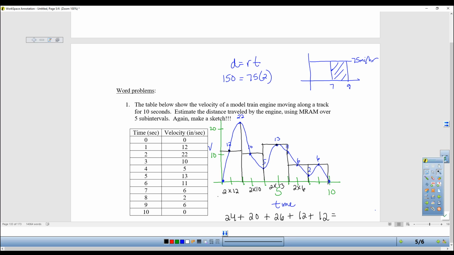So we'll go ahead and we'll add those up. 24 plus 20 plus 26 plus 12 is 94. What is the unit? Since we are doing rate in inches per second times time, so velocity times time, in seconds, we're left with inches, which is a double line.